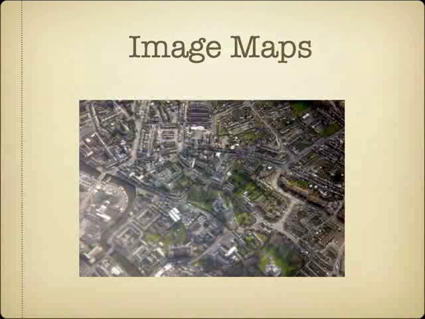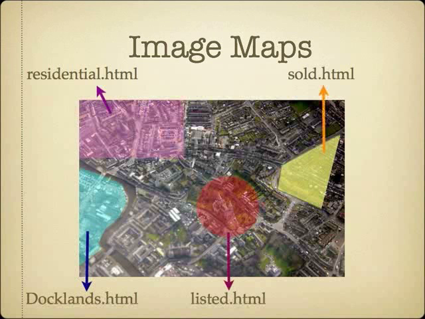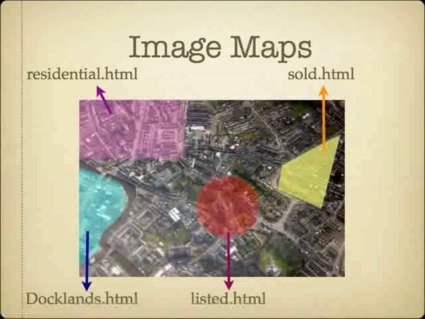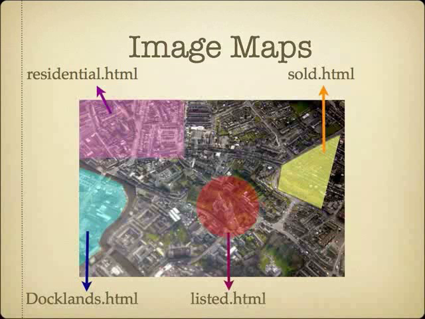Now, an image map would allow us to specify certain portions of this image. So we could say that if you click on this top left portion up here, you'd go to residential.html. If you clicked on the circle in the middle there, you could go to a web page called listed.html. If you clicked on the area on the right, you'd go to sold.html. And if you clicked on the irregular shape there on the left, you could go to docklands.html.